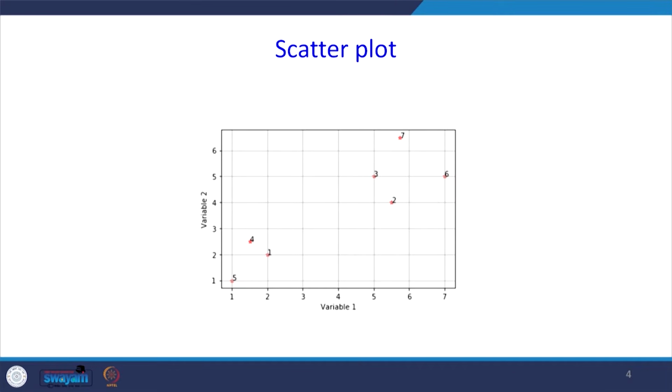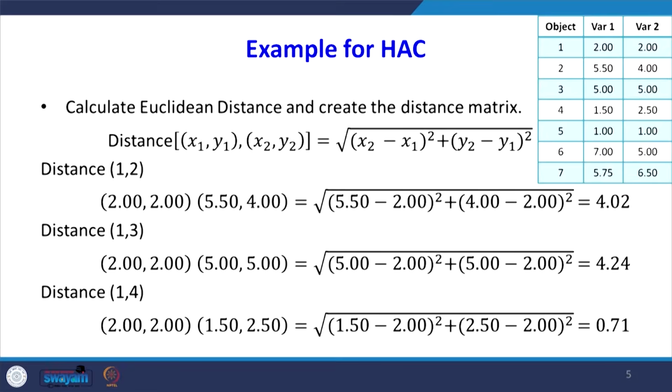When you plot this in a scatter plot, it appears that there are 7 data points, with variable 1 on the x axis and variable 2 on the y axis. Now, we are going to do hierarchical clustering for this data set. What is the first step? Calculate the Euclidean distance and create a distance matrix. So, first, we are going to create a distance matrix.